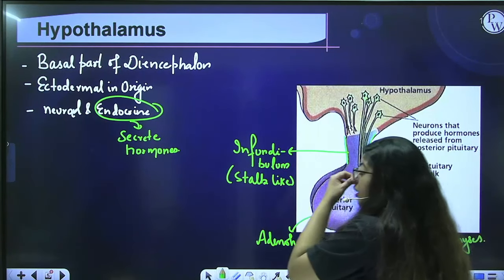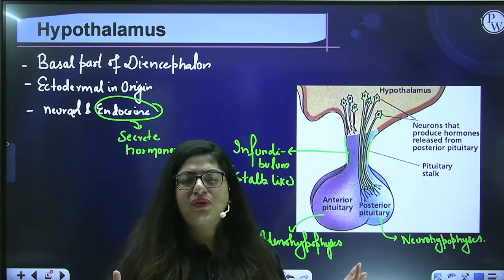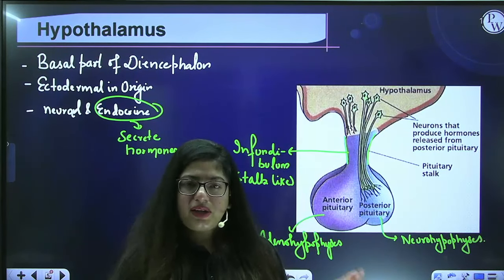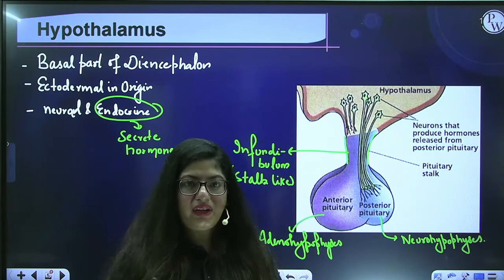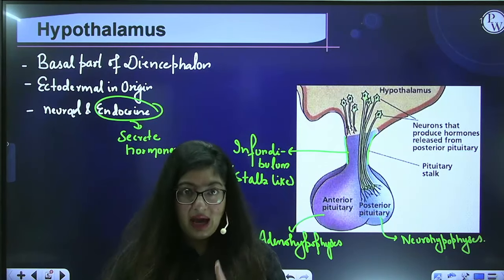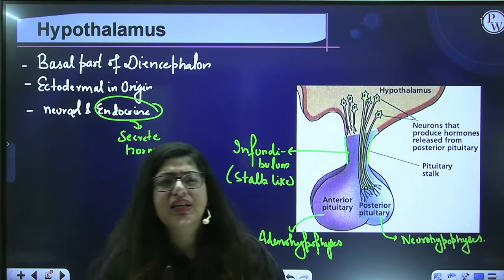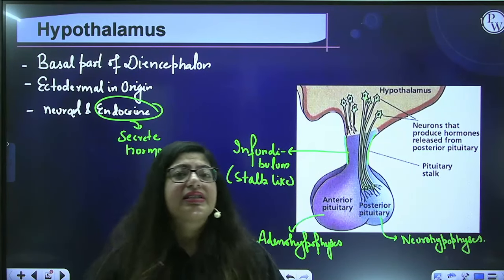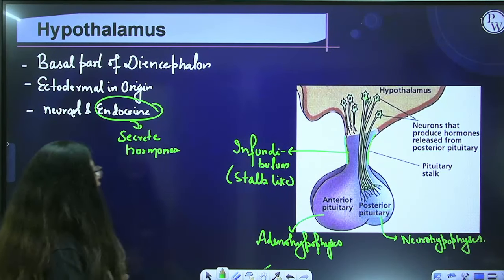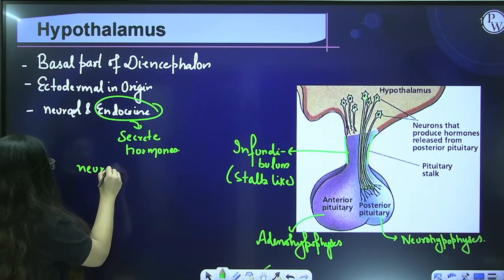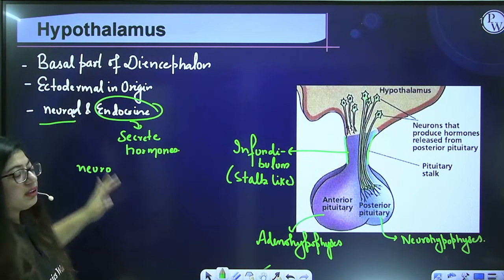Now, because the hypothalamus is a part of the neural system, it is formed of a lot of neurons. But some neurons have been modified in the hypothalamus, and they started secreting something. You call them neurosecretory cells. In the portion where the normal neurons are present, they control the neural function.